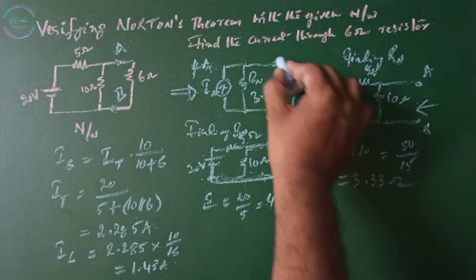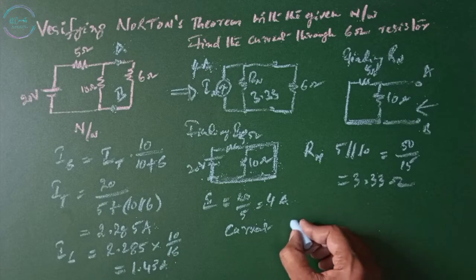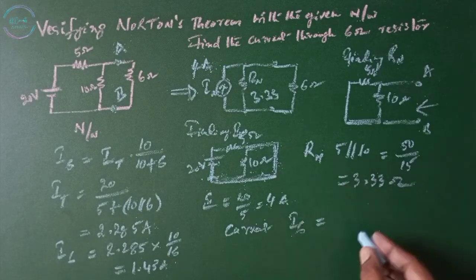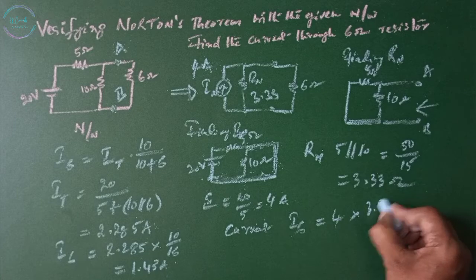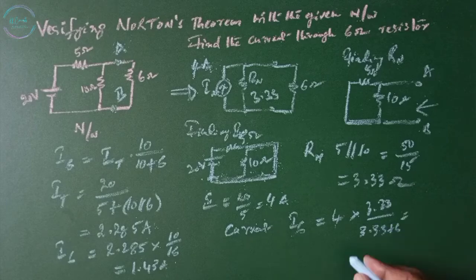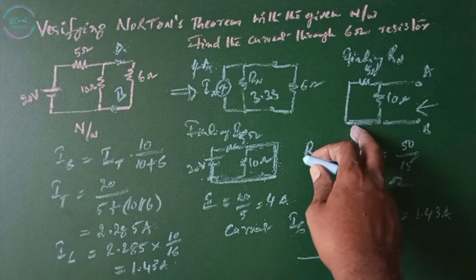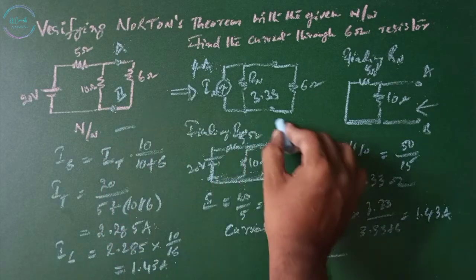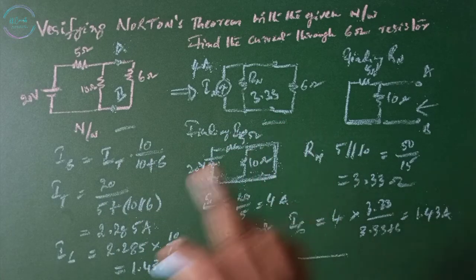Now connect the resistance and let us find the current flowing through the 6 ohm resistor, I6, which equals the total current, that is 4, multiplied by the opposite branch resistance, that is 3.33, divided by the total resistance, that is 3.33 plus 6, which equals 1.43 amps. Hence it is proved that the 6 ohm resistor has the same value of current in both the original circuit and Norton's equivalent circuit. So for this circuit, this is our Norton's equivalent circuit with Norton's current 4 amps and Norton's resistance 3.33 ohms.